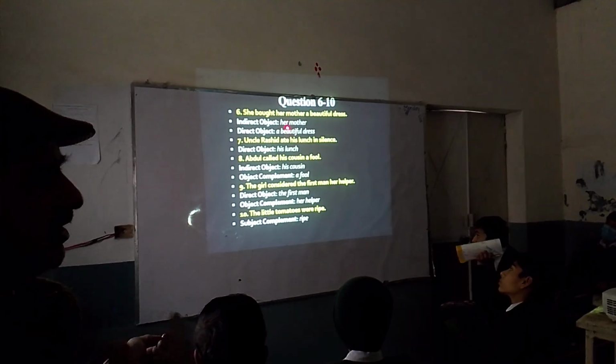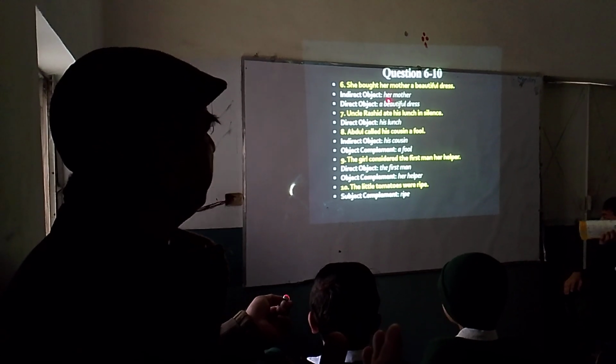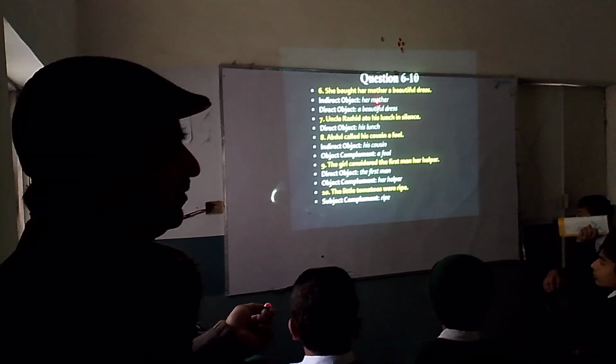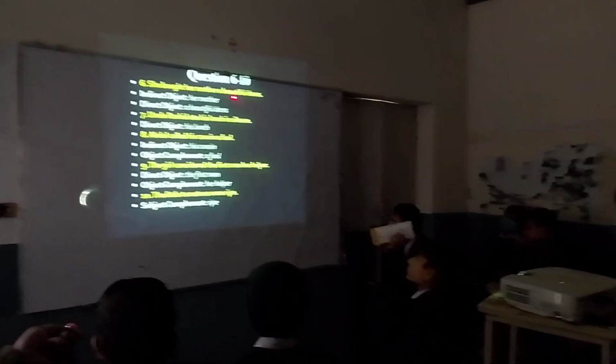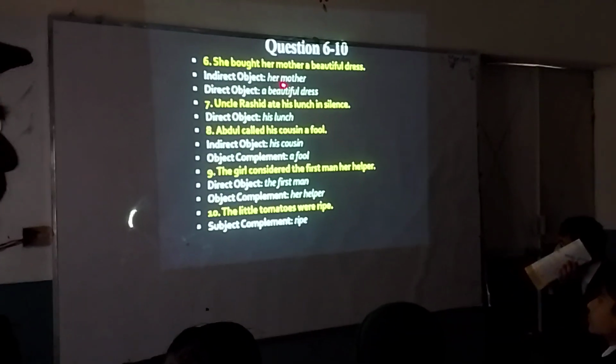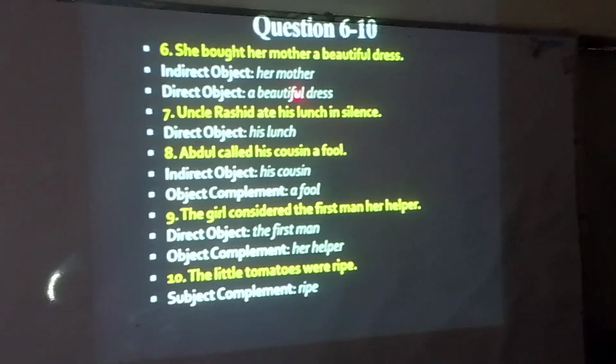And her mother, then she gave it to her mother. Clear? So later on, the action of buying affected her mother. Secondly, it is affecting her mother. Firstly, it is affecting the beautiful dress. The action of buying is firstly affecting the beautiful dress, and secondly, it is affecting her mother. That's the reason her mother is an indirect object and the beautiful dress is a direct object. Are you getting my point?